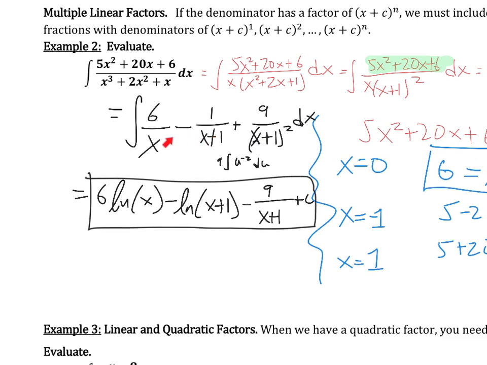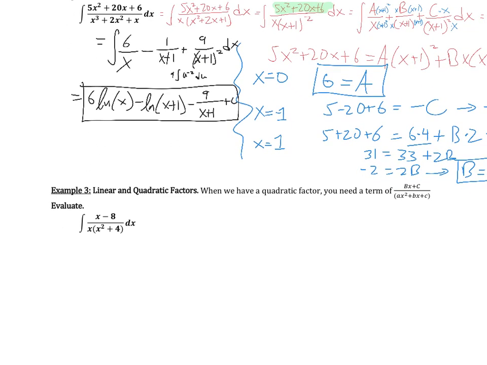So again, we needed a natural log here because these were to the first power. This was to the second power. So any other power in the denominator is not going to be a natural log. It's going to end up being another fraction. All right, so one last situation here, and that's when we have some quadratic factors here.